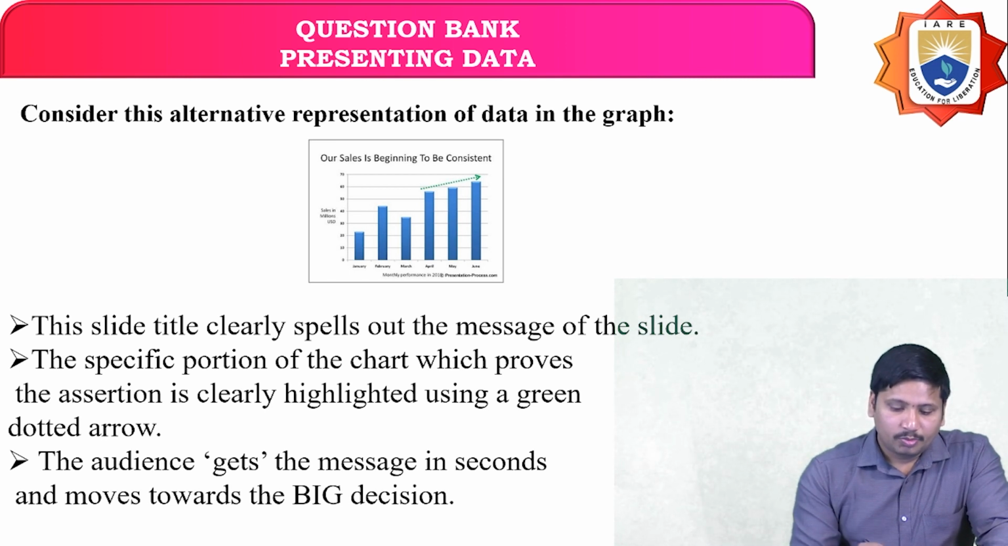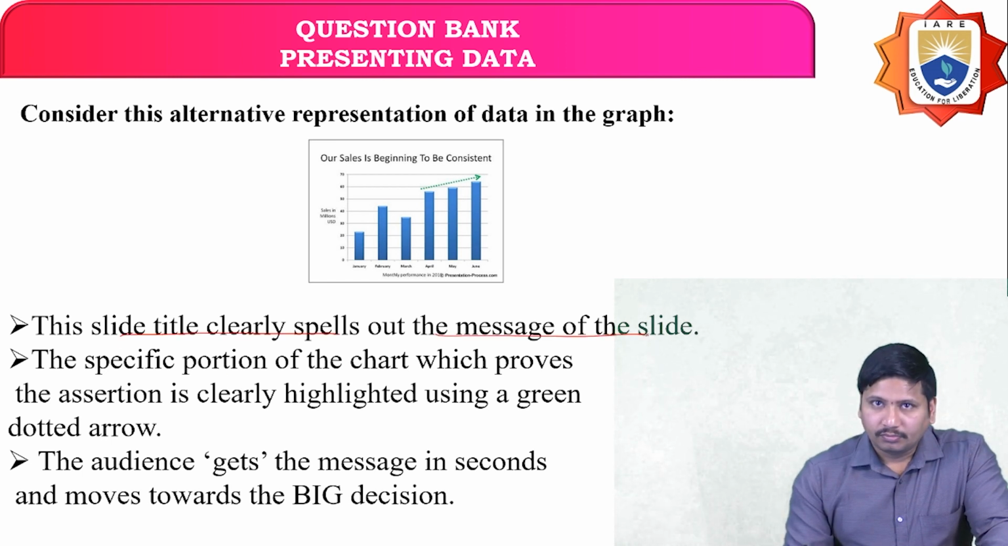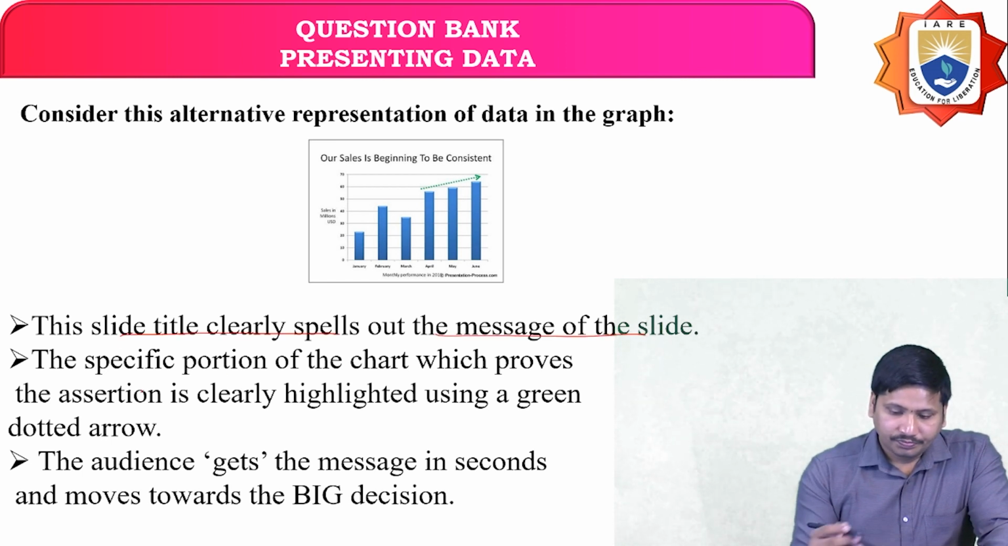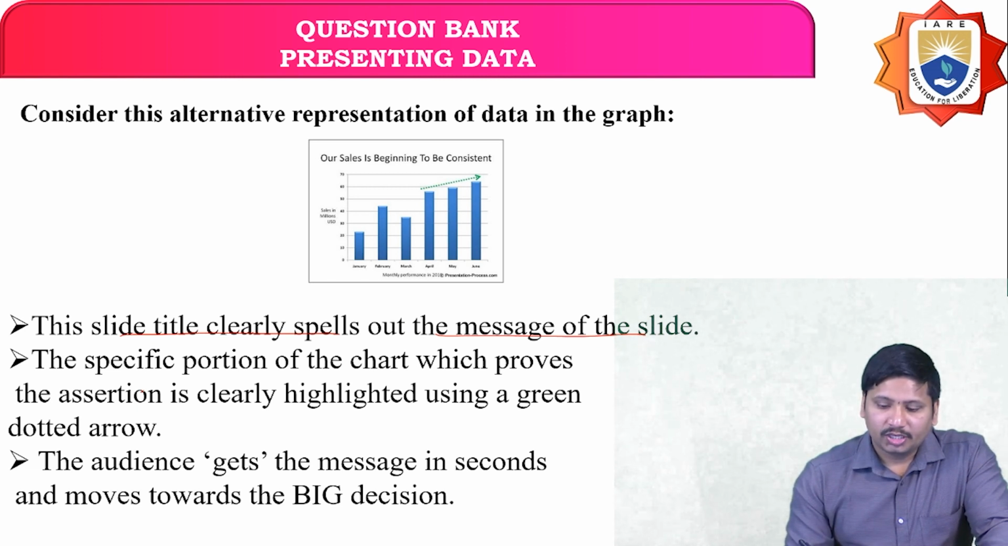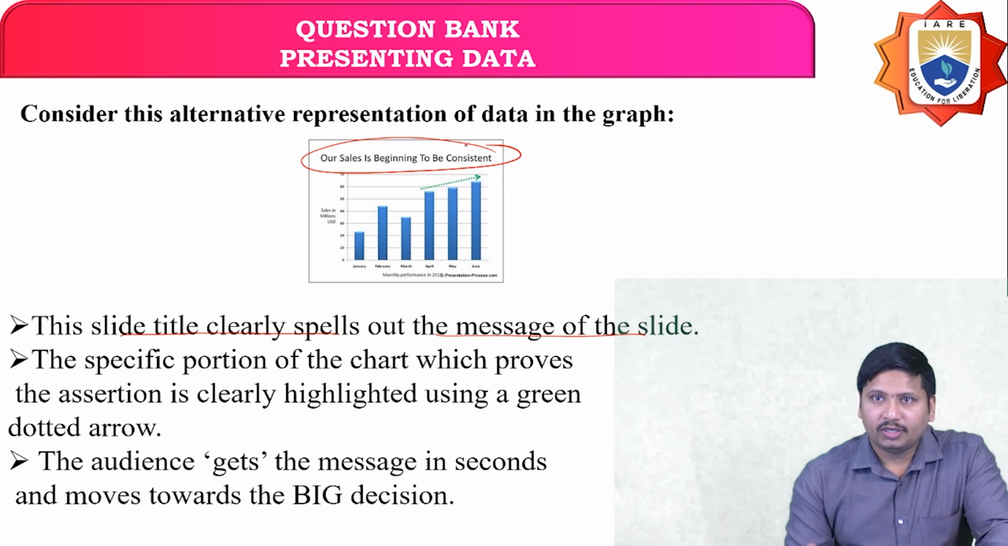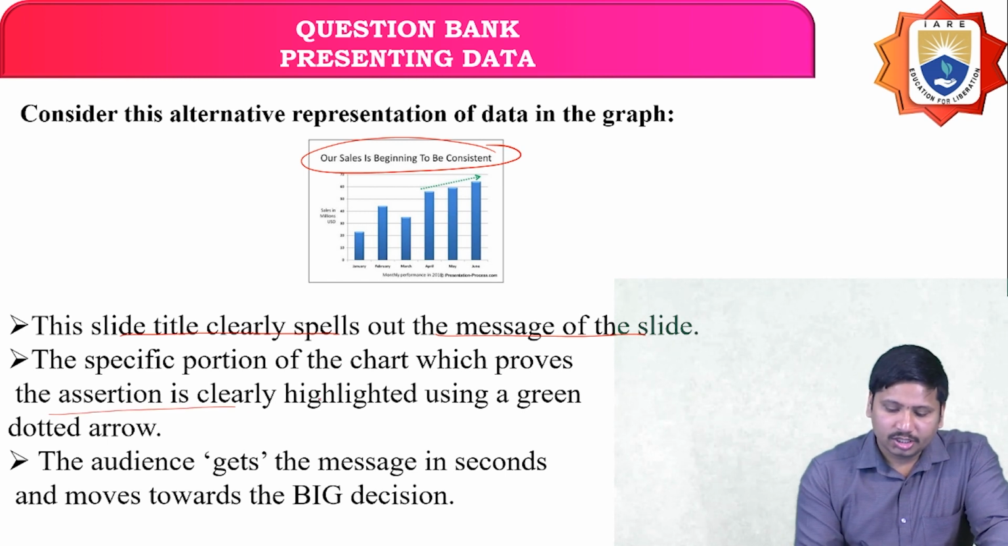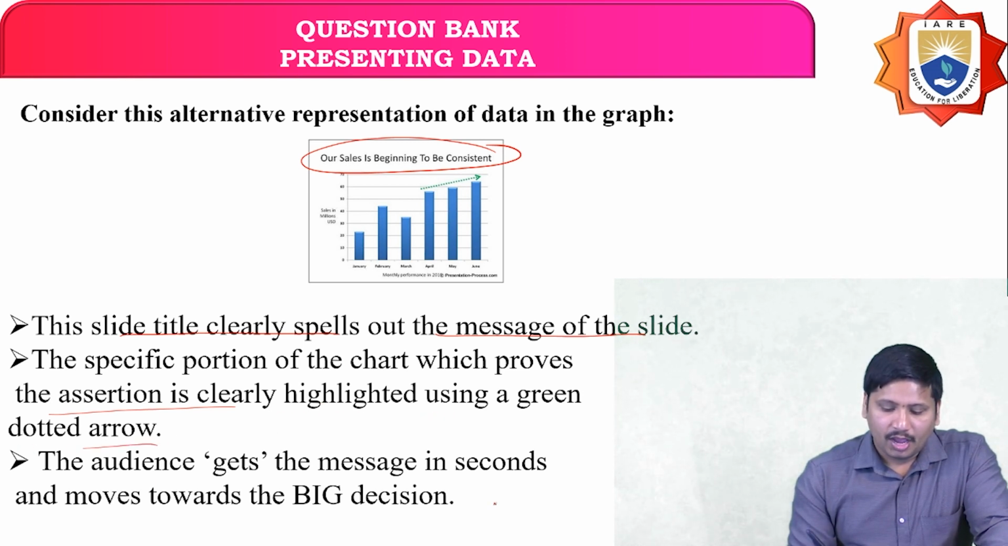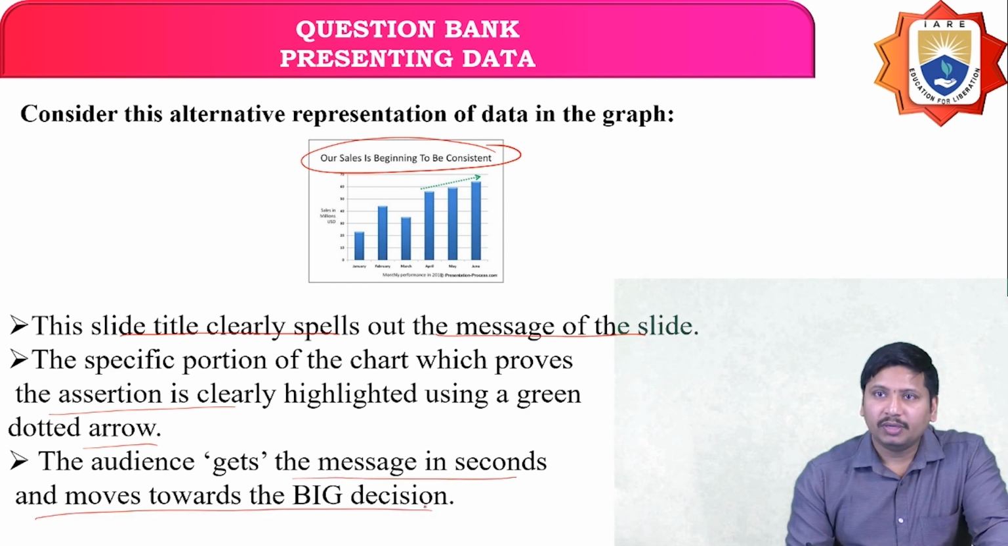Suppose this slide title clearly spells out the message of the slide. Whatever title I'm giving should be clearly specified, so that it represents what the slide is meant for. And a specific portion of the chart which proves the assertion is clearly highlighted using a green dotted arrow. Then the audience is able to get the message in seconds and moves towards the dictation.